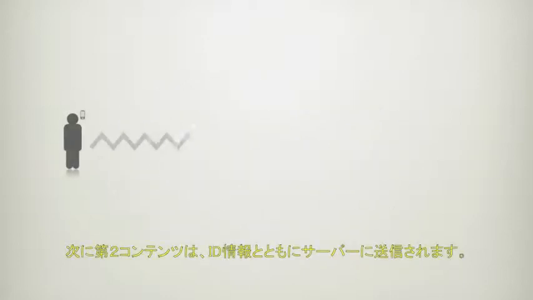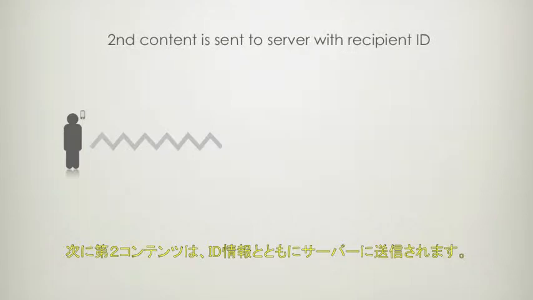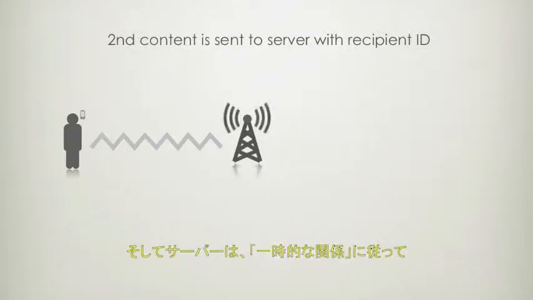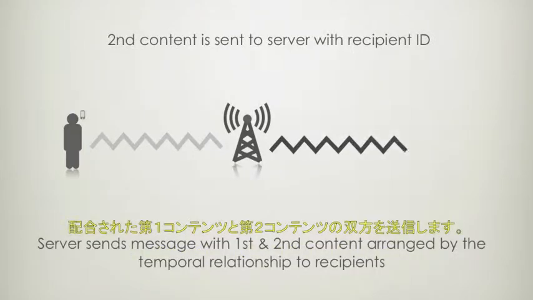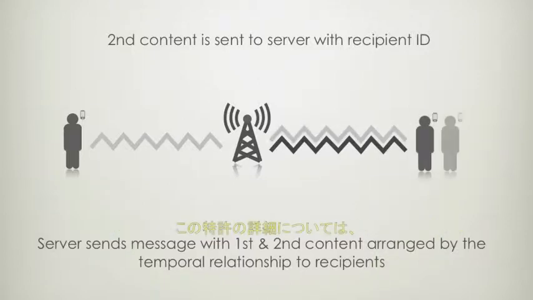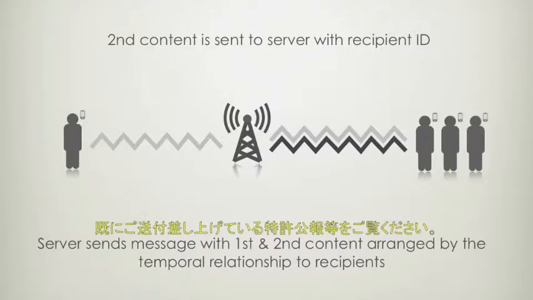The second content is then sent to a server along with some recipient ID, and the server sends out a message with both the first and second content arranged according to this temporal relationship. The details of the patent can be seen within the patent publication, which has already been delivered to you.